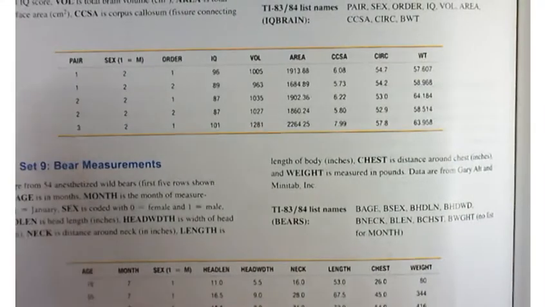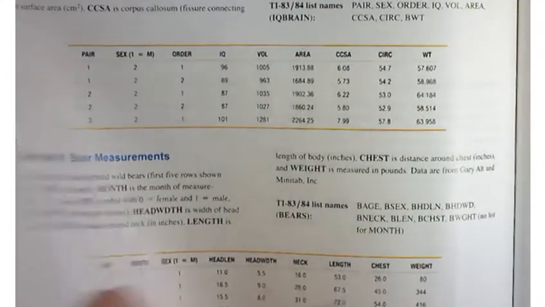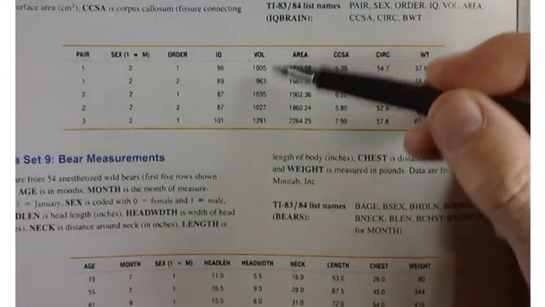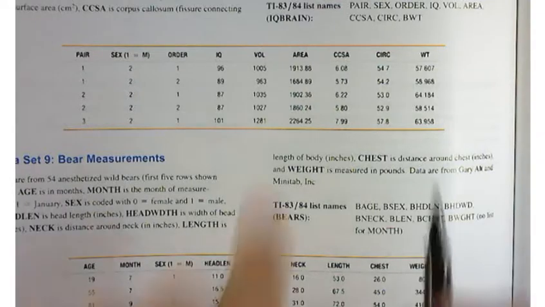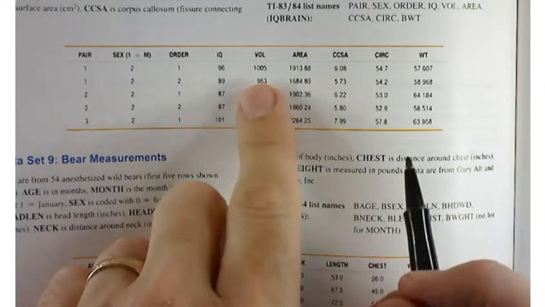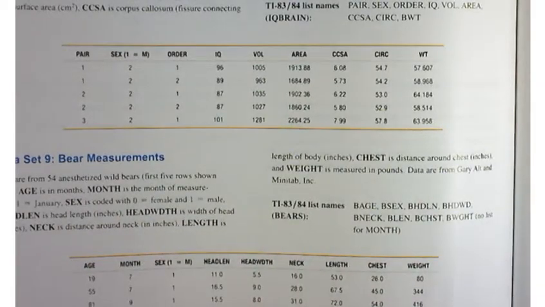Here's our data set regarding brain volumes. There are only two numbers that I need out of this data set: the maximum and the minimum. So if I want to calculate the range, I need the 1281 and the 963. So let's grab those.